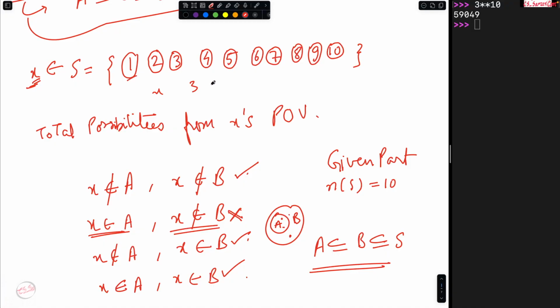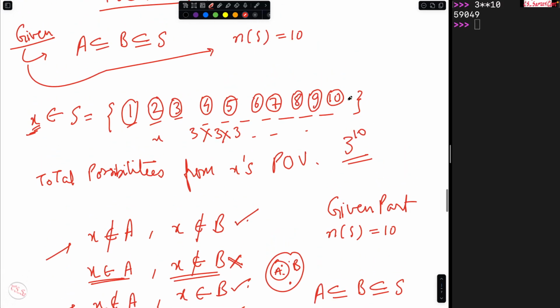For x being 1, there are 3 possible values. For x being 2, there are again 3 possible values, which are completely independent. Likewise, for x being 3, there are 3 possible values. And likewise, there are a total of 10 elements, and these 3 possibilities are present for each. So 3 raised to the power of 10 is going to be your answer.